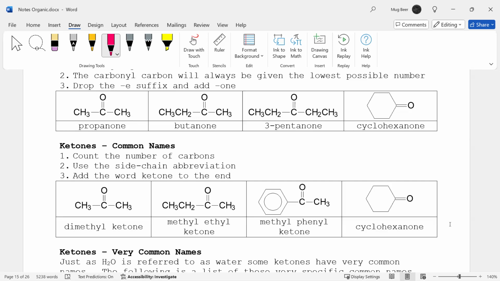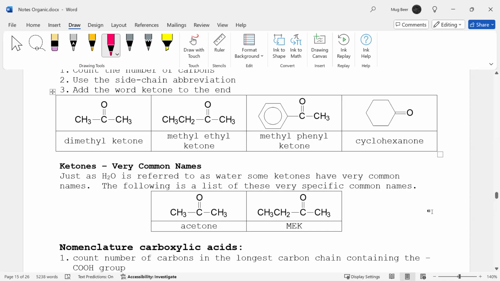So if you go to the hardware store, you're going to see this as a solvent and it'll just be called MEK for methyl ethyl ketone. Super volatile. You wouldn't want to breathe it for too long, but regardless, it's a really good nonpolar solvent. Then I've got methyl phenyl ketone. So a methyl group on one side, a phenyl group on the other side. And then there's no common name for that last one, that cyclohexanone. And then for the ones with very common names, I just have the acetone and the MEK.